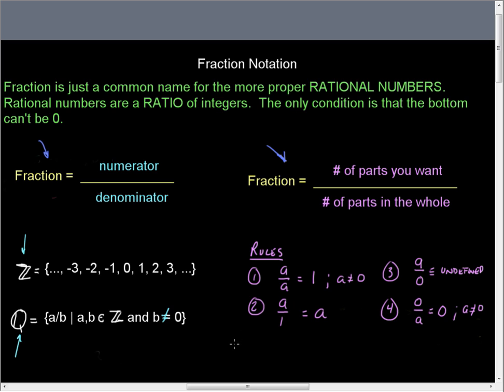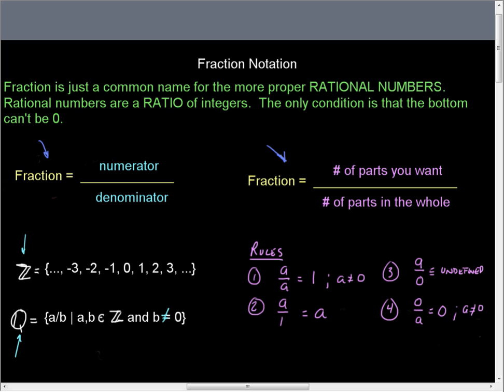That's a crucial thing when working with fractions. The bottom can't be 0. We don't like that, because what you're telling me is you want a part of something that doesn't exist. There are no parts in the whole. If you think of it as pieces of pie, you want a piece of pie, but there's no pie to be had. You can't have pie, sorry. You'll have to bake your own.